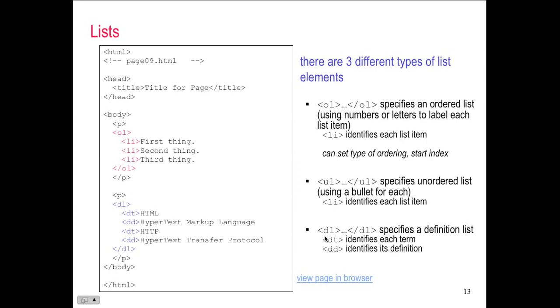And then the DL for definition list. It identifies each item with a DT, which is kind of different because now we're getting into table syntax, sort of. It's going to be the DT and the DD, the definition, and then the line. So it's going to say HTML, and then the definition, and this is going to indent it, actually. So this is slide number 13.